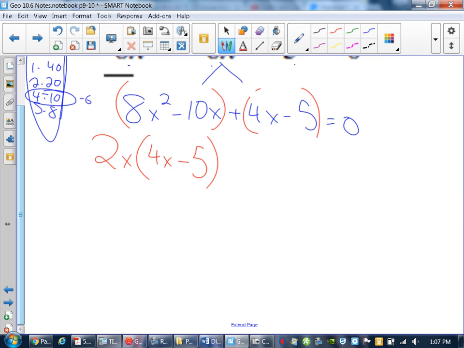4x minus 5. What do they have in common? All they have in common is a 1. If they have nothing in common, they still have a 1 in common. So what was the sign in front here? There was a plus. So we just write down plus 1. And if I take a 1 out of anything, do I change it? No.